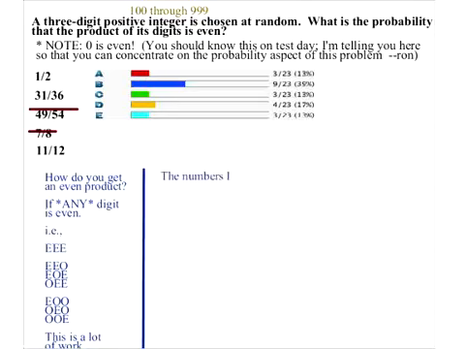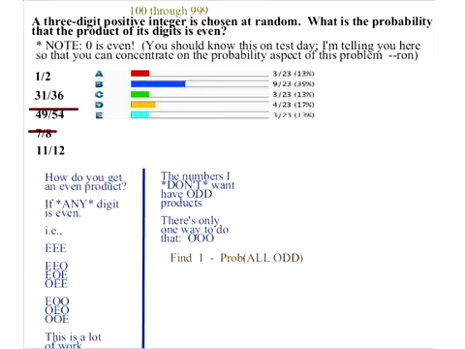Yeah, the numbers I don't want have odd products. There's only one way to do that, which is odd, odd, odd. So all I've got to do is find 1 minus the probability of all odd. So it's going to be 1 minus.